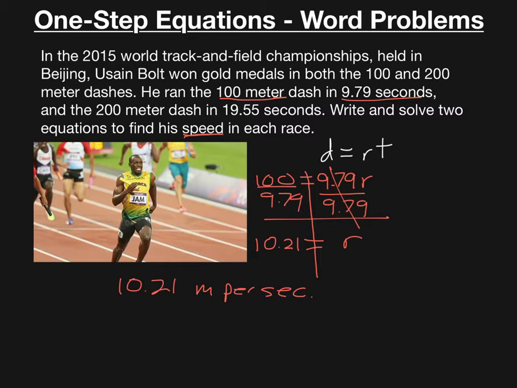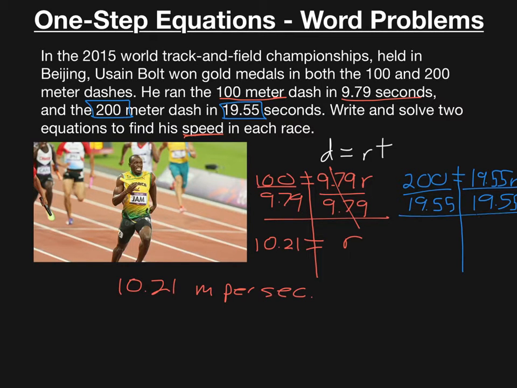Now the 200 meter dash, we're going to need a separate equation. We know that 200 meters, he ran in 19.55 seconds. So that's 19.55 r. Now we're going to solve this one the same way. We're going to divide by 19.55, and we get r equals 10.23. Now once again, we divided meters by seconds, so the units for our speed are going to be meters per second, 10.23 meters per second. And we notice he actually ran faster in the 200 meter dash than he did in the 100 meter dash.